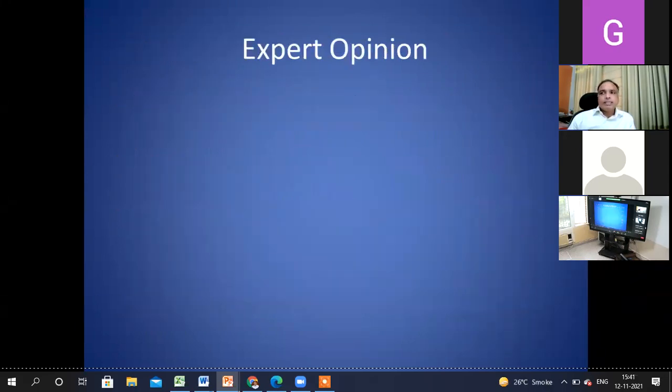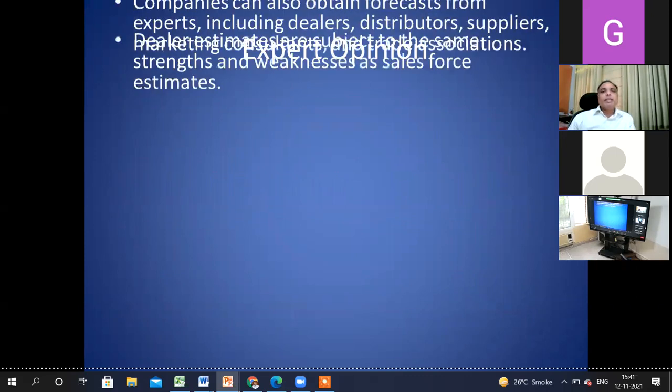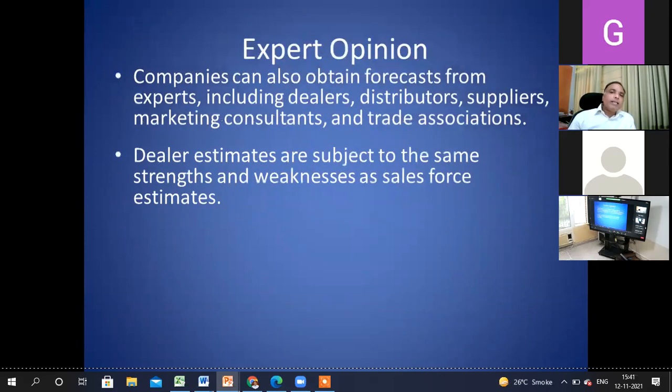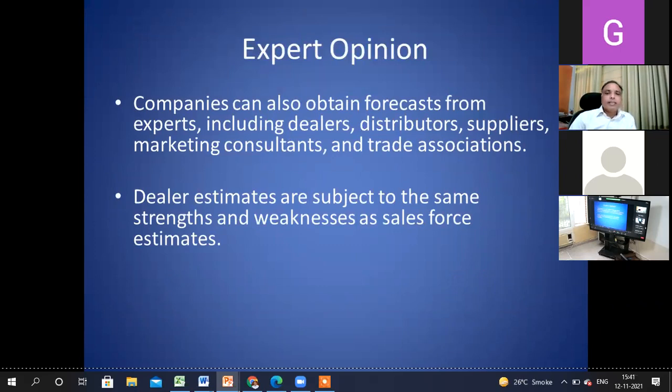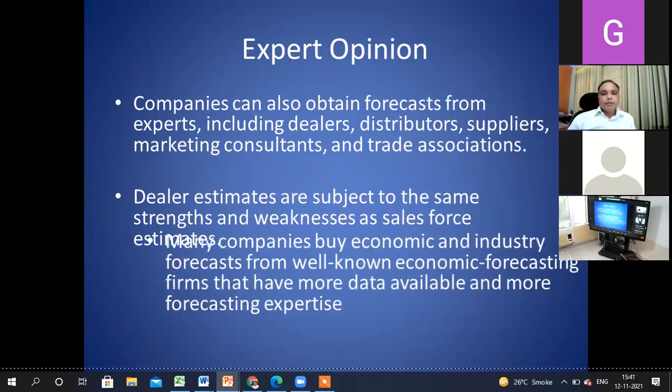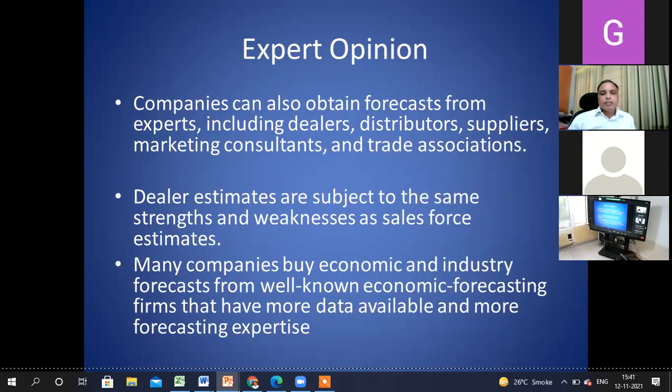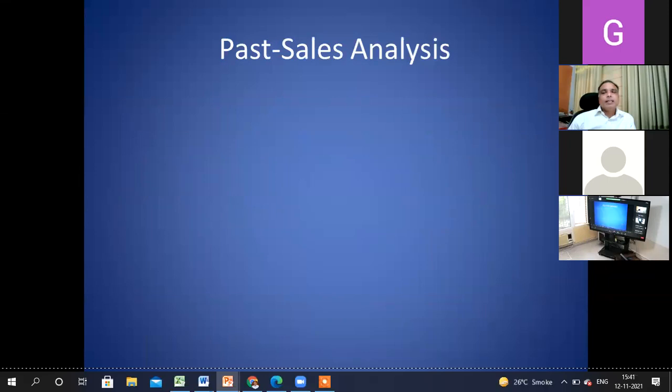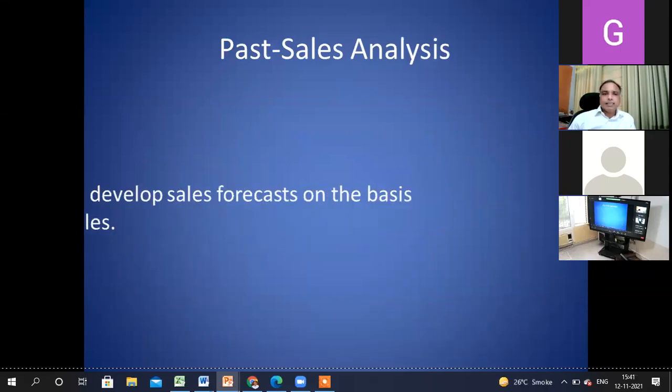On the one side, sales force, we already have discussed. Now we have expert opinion. The company can also obtain forecasts from experts, including dealers, distributors, suppliers, marketing consultants and trade associations. They all are experts for us. Dealer estimates are subject to the same strengths and weaknesses as sales force estimates. Many companies buy economic and industry forecasts from well-known economic forecasting firms that have more data available and more forecasting expertise. And the last one, past sales analysis.